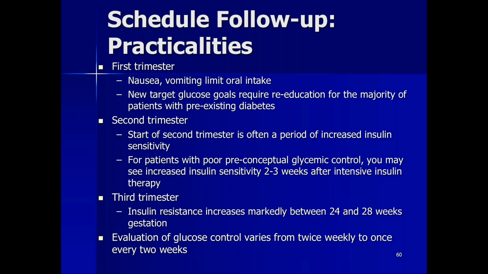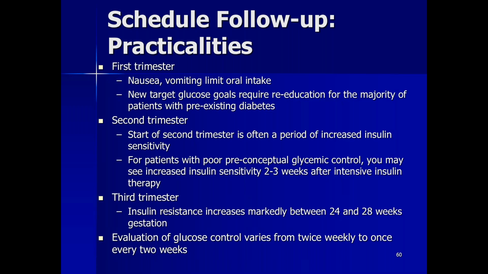Second trimester, period of increased insulin. I'm sorry, that should say, well, the start of the second trimester is increased insulin sensitivity. So you'll see these patients at 12 to 15 weeks actually sometimes need less medication. And you'll especially see this for patients who had poor preconceptual control. You started working with them at 6 or 8 weeks. Now they're 12 to 14 weeks. And you've also improved their insulin sensitivity as you have used intensive insulin therapy.